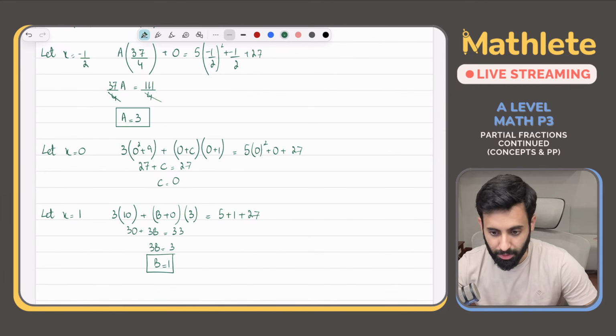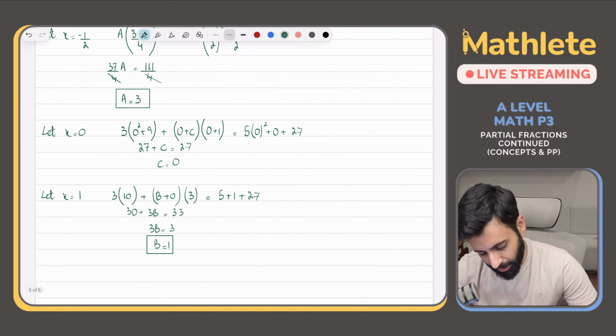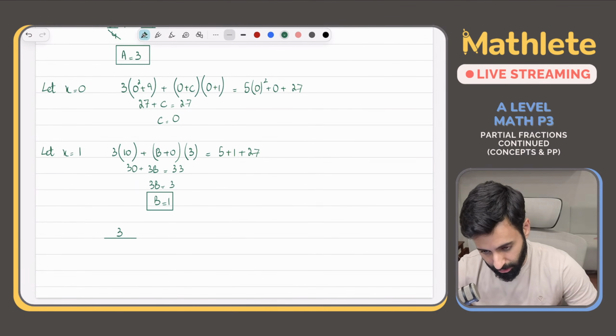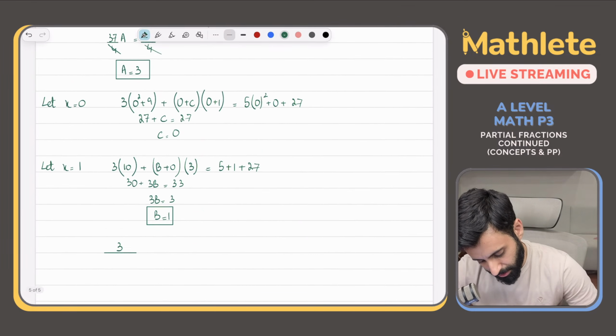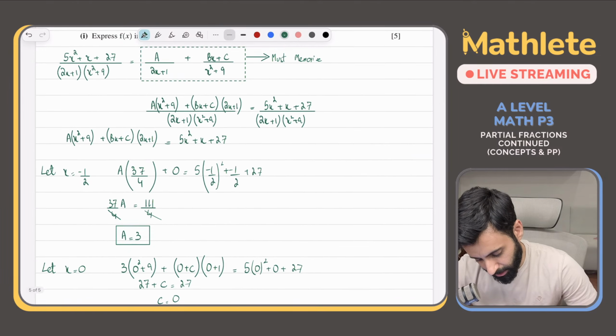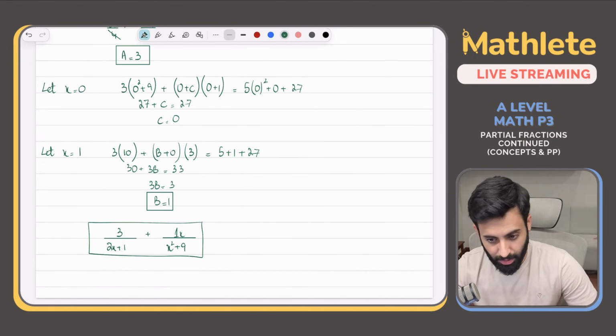That is your answer. Okay, so we have the value of a, the value of b, and the value of c, and in the end you have to express it in partial fractions. So 3 over 2x plus 1, plus bx plus c, which simply means 1x or simply x, over the quadratic factor, which is x squared plus 9. Okay, so this is the answer when expressed in partial fractions.